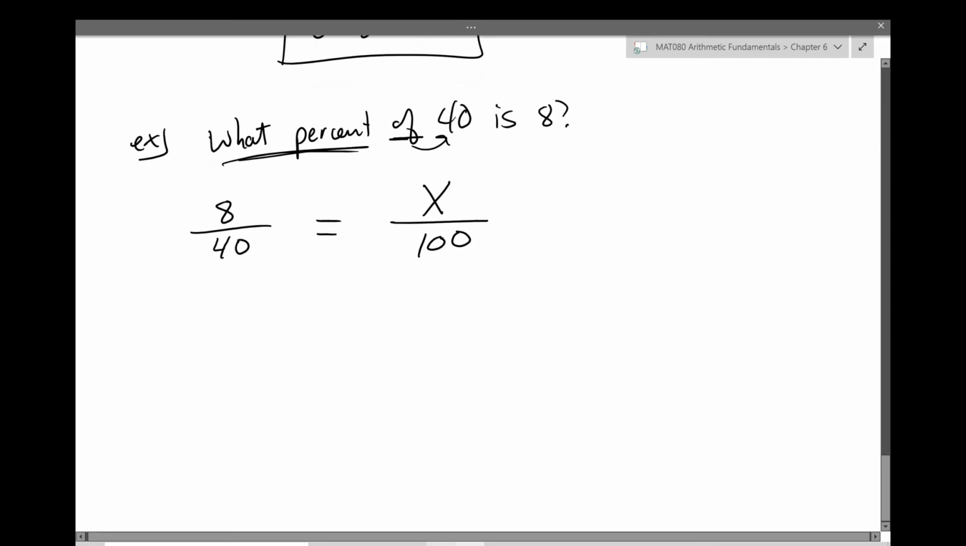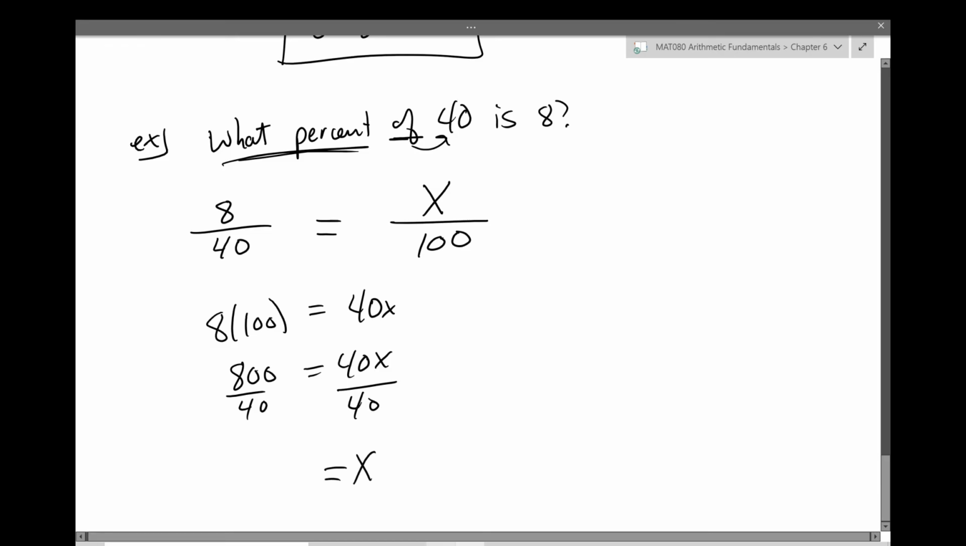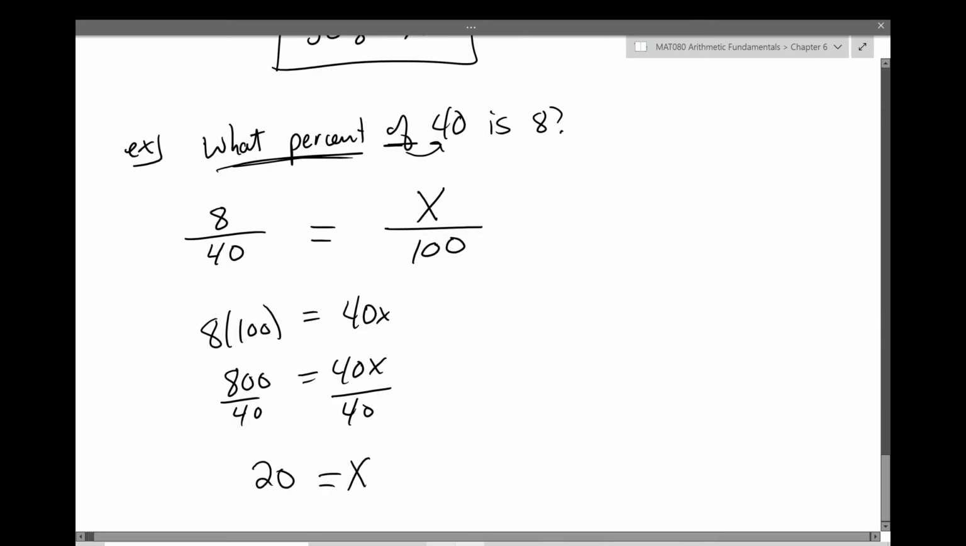Now I will cross multiply. 8 times 100 equals 40 times x. Now 8 times 100, that's 800. All right, and then I will divide both sides by 40 to give me x equals 800 divided by 40, which is 20%. Because remember, they asked for the percent, so you've got to make sure you put that percent symbol in there. All right, last one.